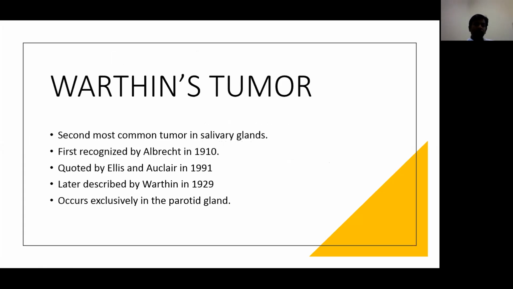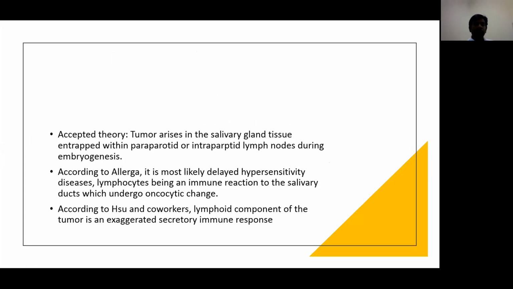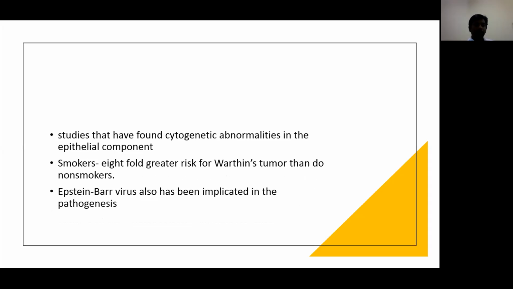Coming to Warthin's tumor, it is the second most common tumor in the salivary gland. In 1910 it was first recognized, and later it was described by Warthin in 1929. It occurs exclusively in the parotid gland. There are so many theories involved in this, but I'm not going much into those things.